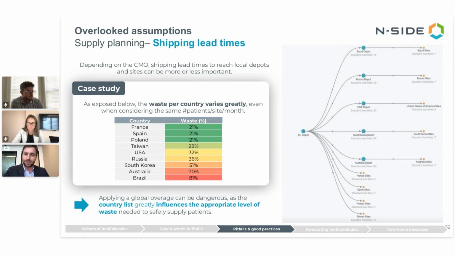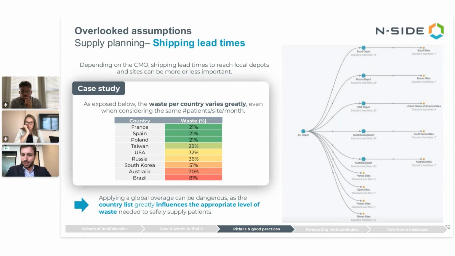Another example is about the shipment lead time. What we observe in a lot of different companies is that you have the information for the global average. So you will add extra kits to the demand from your patients, and this average is a global value that will be used all along the trial.